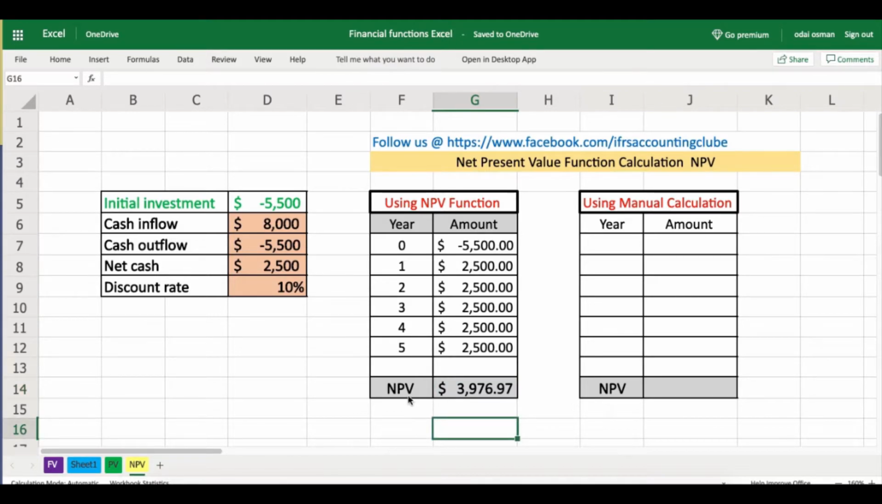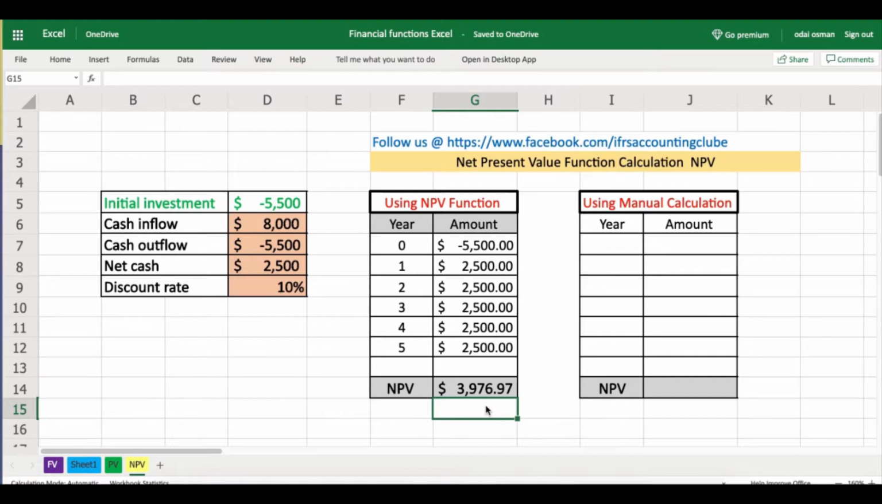If this is negative, the company or the individual should reject the investment or stop the investment. Here the result is positive, so we are going to continue on this project.